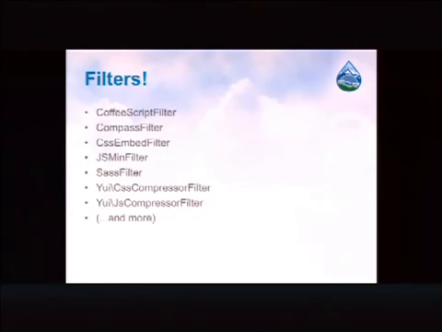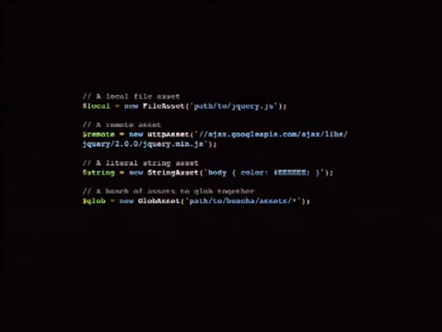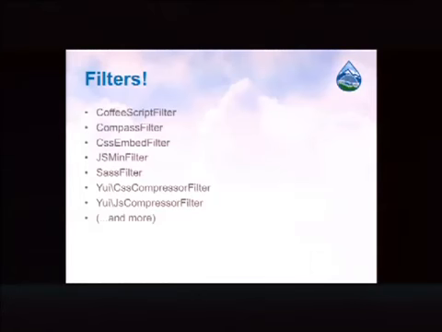Filters are where it's interesting. So you declare one of these assets, then you can apply filters to it. There are lots of different filters that Assetic ships with. This is a small sampling: CoffeeScript filter, Compass filter, CSS embed, JS min, Sass, CSS compressor, JS compressor. There's a bunch more. One of the big issues, of course, is that most of these things are not actually written in PHP. They require an external binary of some kind that you've downloaded. Maybe it's in Node, maybe it's in Ruby, maybe it's in Java.